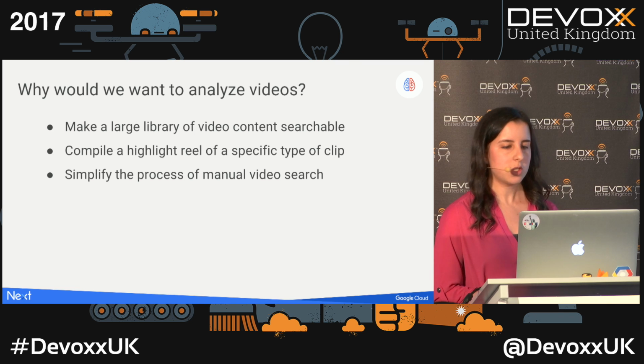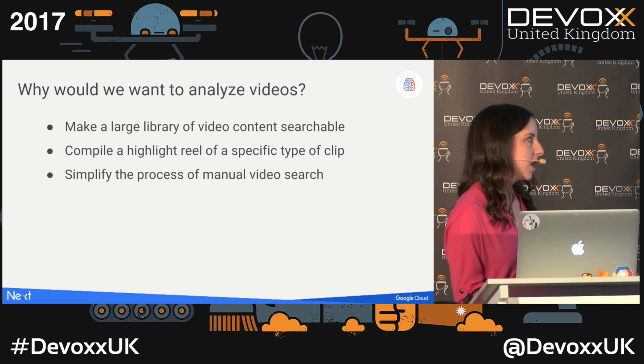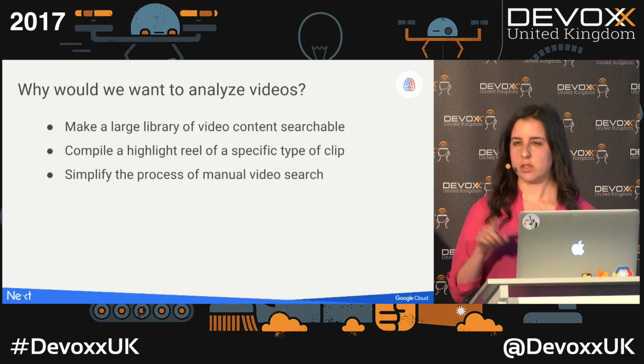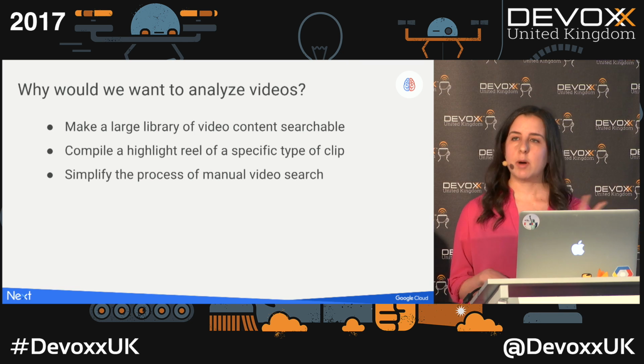Another thing you might want to do is create a highlight reel. So if you're a media company and have lots of videos, you might want to say, okay, I only want my videos about this certain specific topic, and grab all the scenes from those videos.